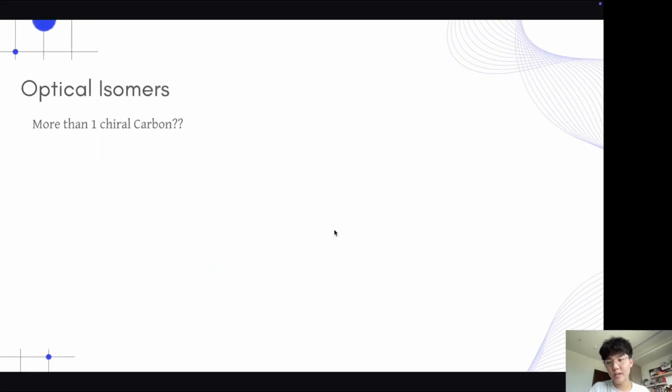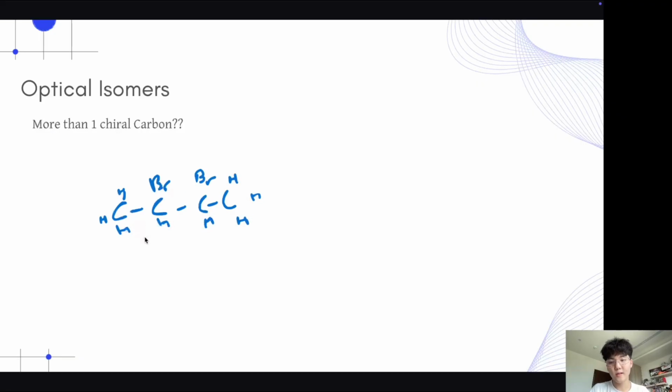Okay, now here's the question you guys have been thinking. What if you have more than one chiral carbon? Well, if you have more than one chiral carbon, then things would be a little bit more tricky. For example, let's draw 2,3-dibromobutane. So butane with 4 carbons as the spine, and 2,3, so we have a bromo here and a bromo here. And the rest of these labeled with hydrogens.